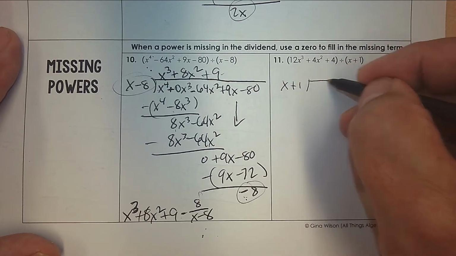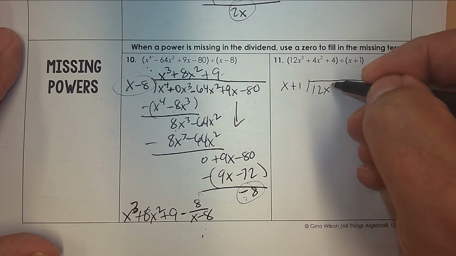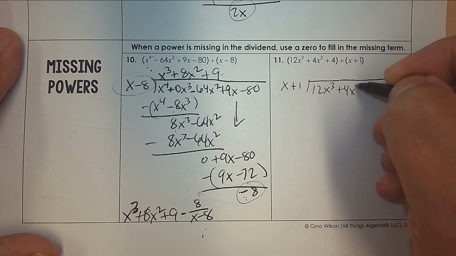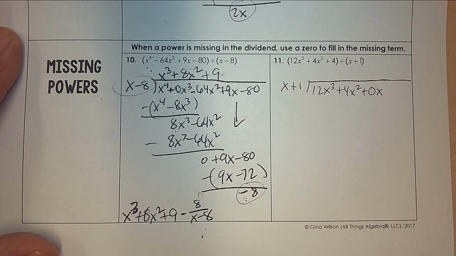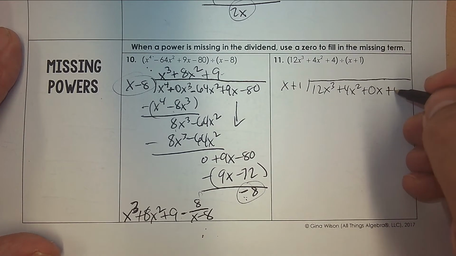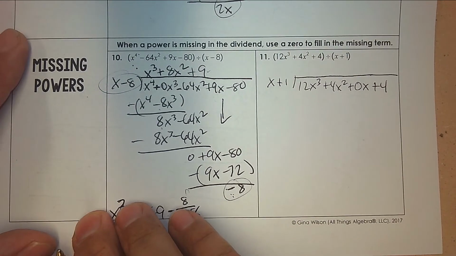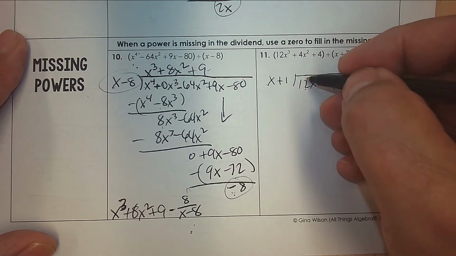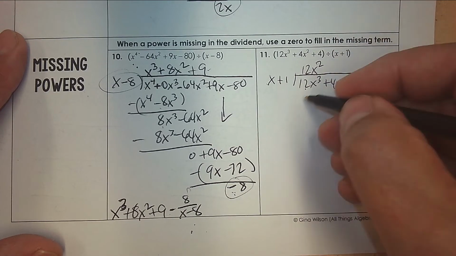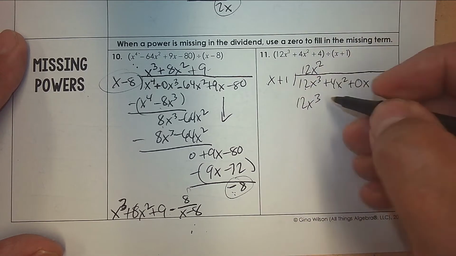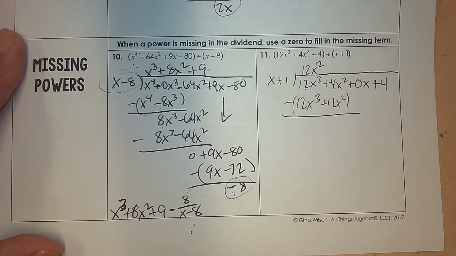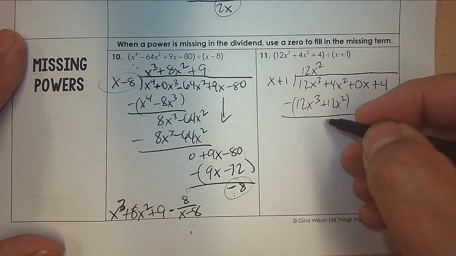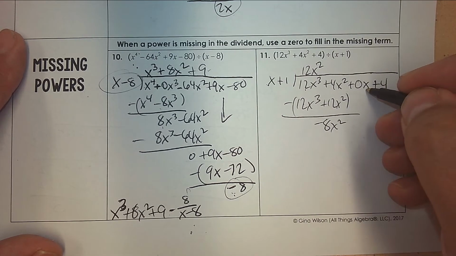Let's set this up. I'm noticing I'm missing an x. So if I have no x, I put in 0x and then the 4. And then I divide. 12 divided by 1 is 12, and subtract the exponents. And then multiply. 4 take away 12 is negative 8. Bring down the 0x.